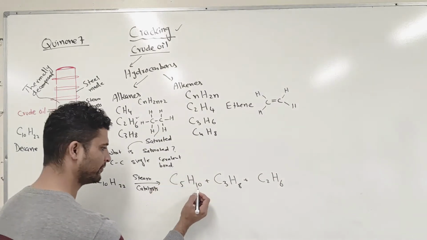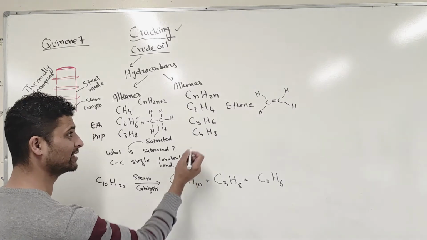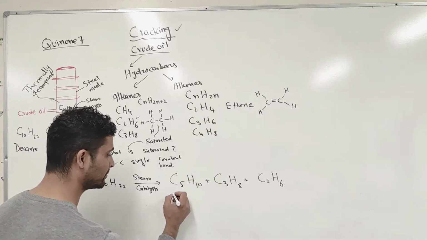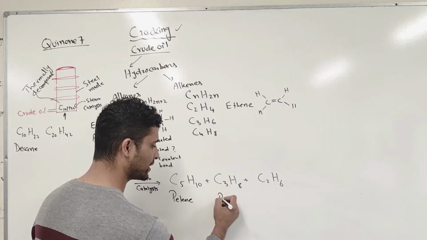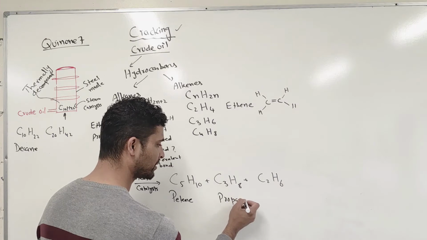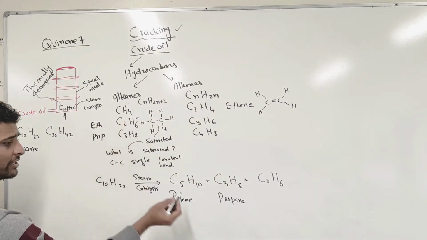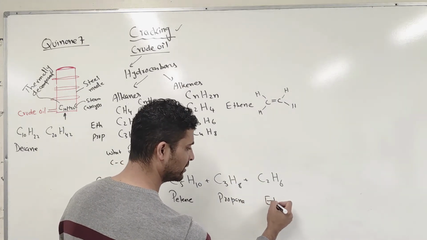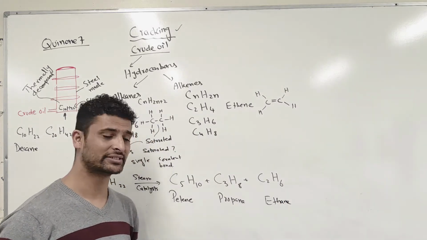Now this one, when you have double the number of carbon atoms, that is an alkene. Because there are 5 carbon atoms, that will be pentene. This one has 3 carbon atoms, and that's propane, because it is not double, it's double plus 2. And here you have ethane, because it cannot be called an alkene as it is C2H6.